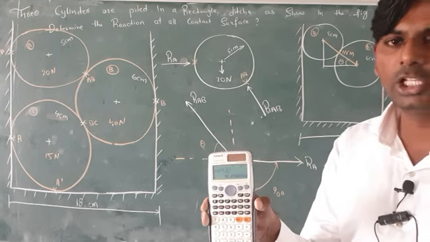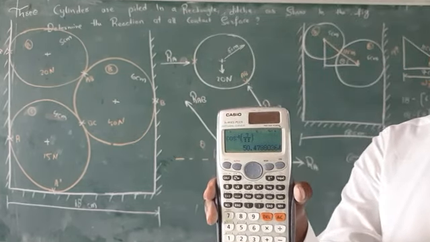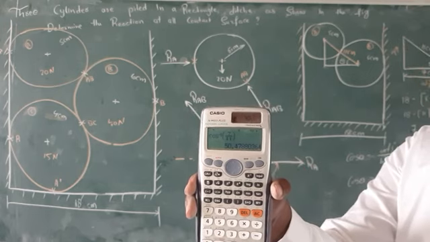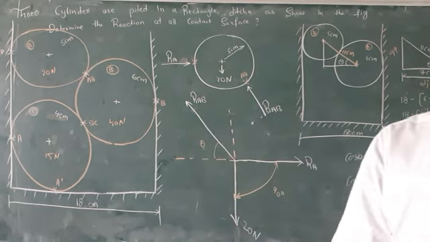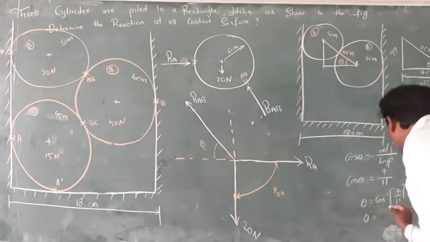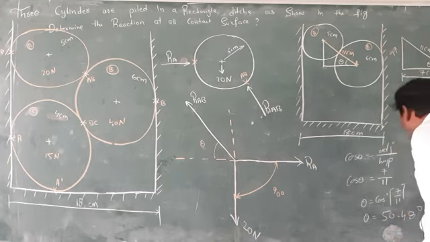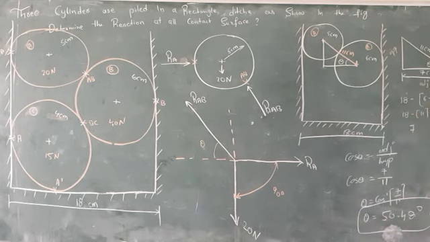You are getting 50.47. As you can see, cos inverse of 7 by 11, you get 50.47 or 50.48. You can write it as 50.48. So here, 50.48 degree. You got the value of theta as 50.48 degree.